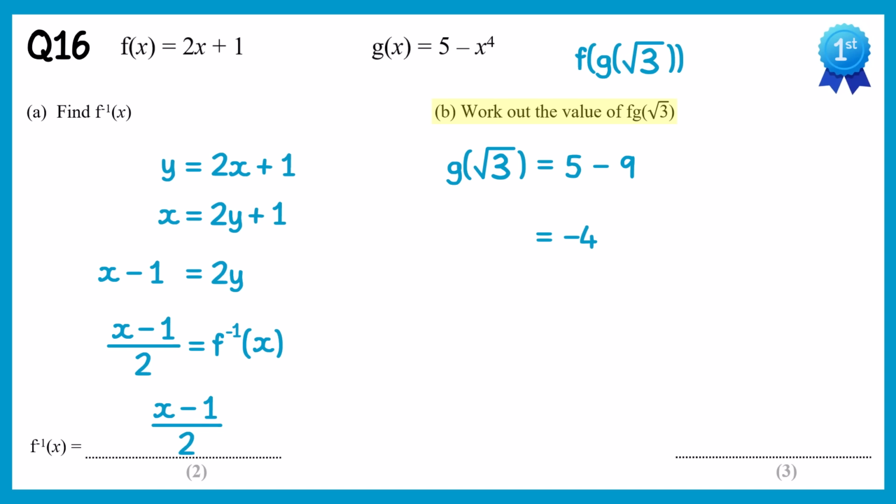So we found that g of square root 3 is negative 4, and we now need to put that inside the f function. So we're going to do f of negative 4. f of x is 2x plus 1, so let's replace the x with negative 4, it will be 2 lots of negative 4 plus 1. 2 lots of negative 4 is negative 8, so negative 8 plus 1, which is negative 7. And that is the answer to the question.